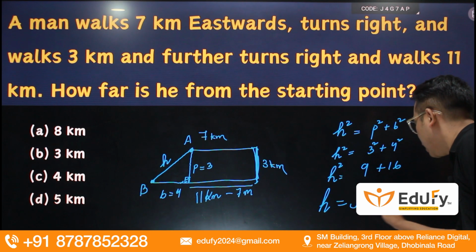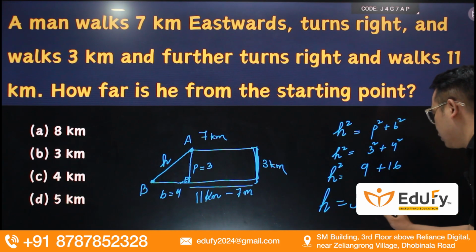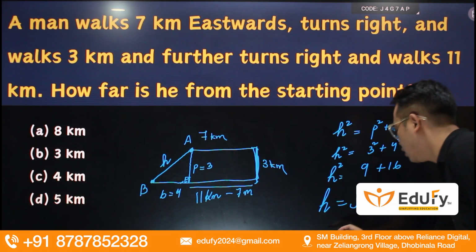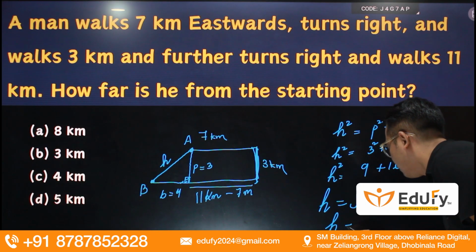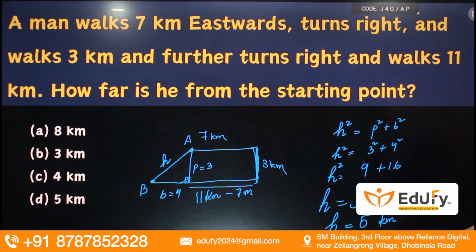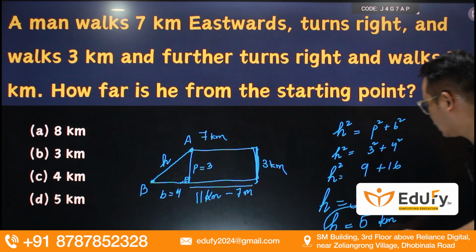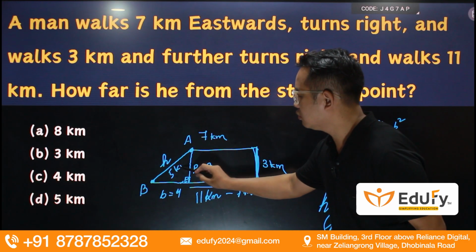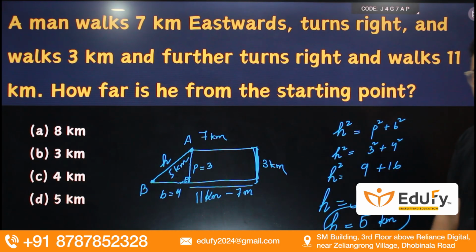So here it will become like this, and 9 plus 16 will give you 25. So your H is root over 25, and obviously root over 25 is 5 into 5. So I'll get my H as 5 kilometers. Okay, so this is your shortest distance. So your answer from this point to this point should be 5 kilometers. Okay, let us continue and go with our next question.